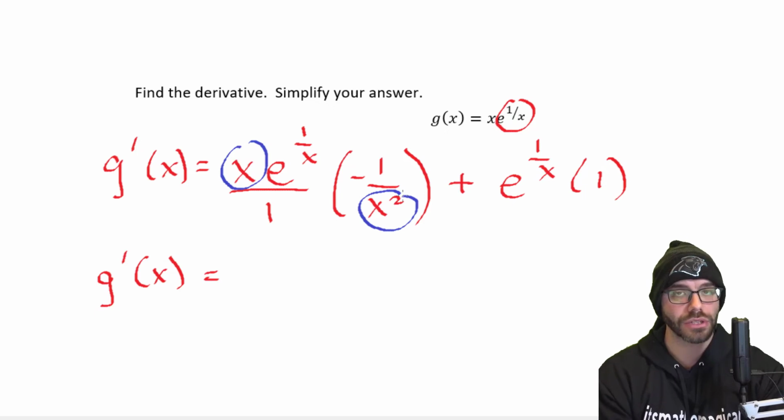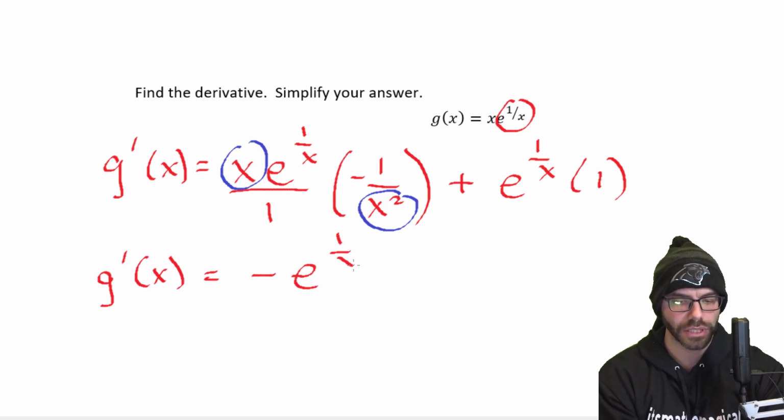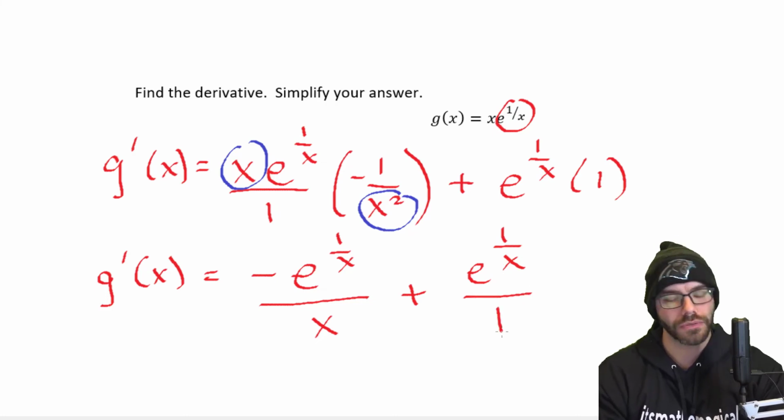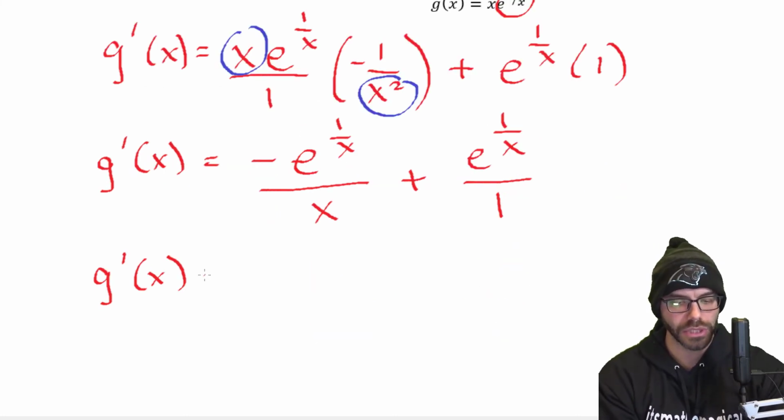x squared in our denominator there. And so one of those x's can be reduced. And so that term will end up being negative e to the 1 over x power over x plus e to the 1 over x power over 1 if you want to do that. Clean it up just a little bit more.